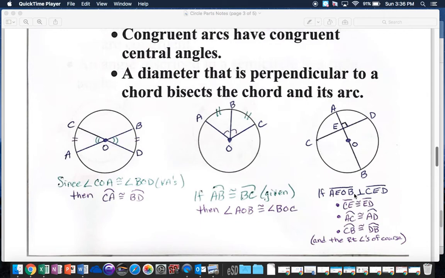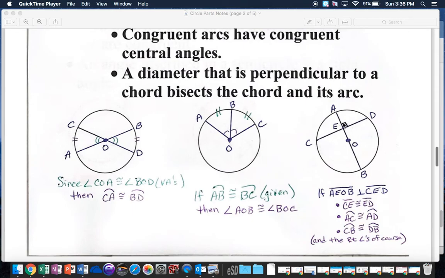So what it does is it bisects the chord. So CD just got bisected. So CE and ED are congruent. You can put slashy things there. Arc AC and arc AD are congruent. And the bottom ones too, CB and BD are congruent. All right, so these two arcs are the same. These two arcs are the same. These two chord pieces, these two segments, are the same.